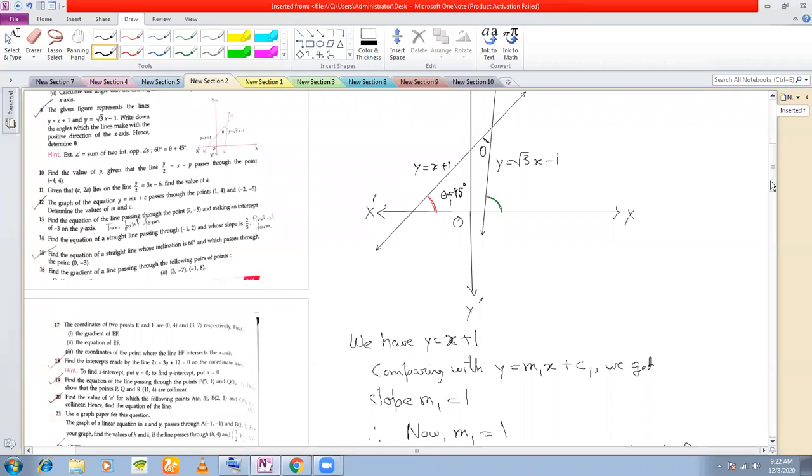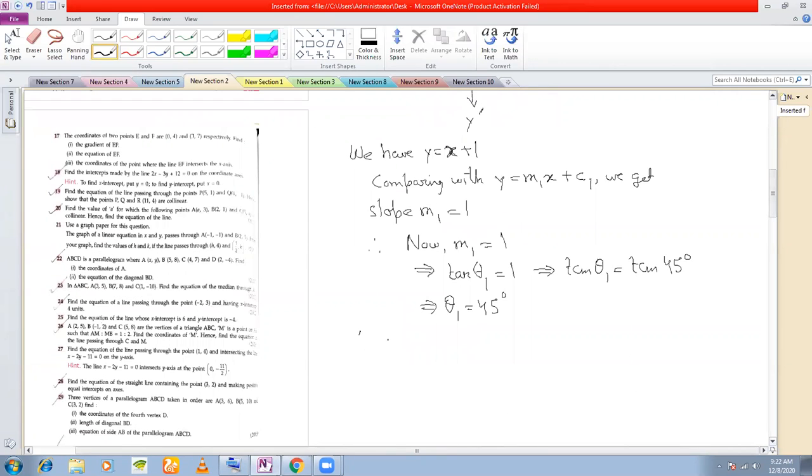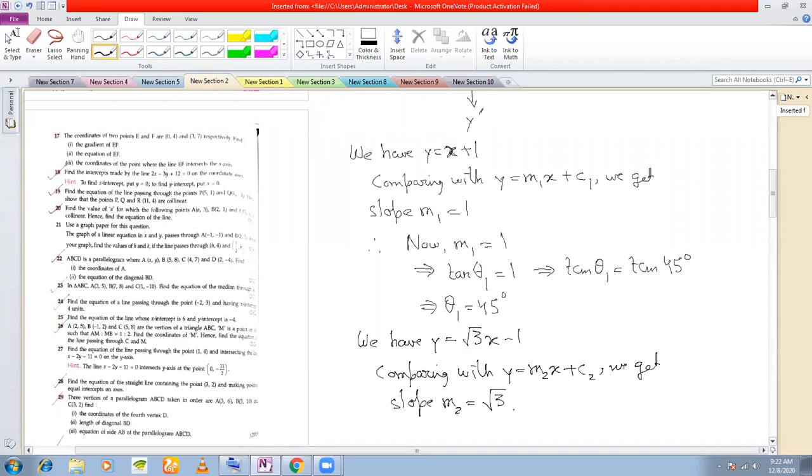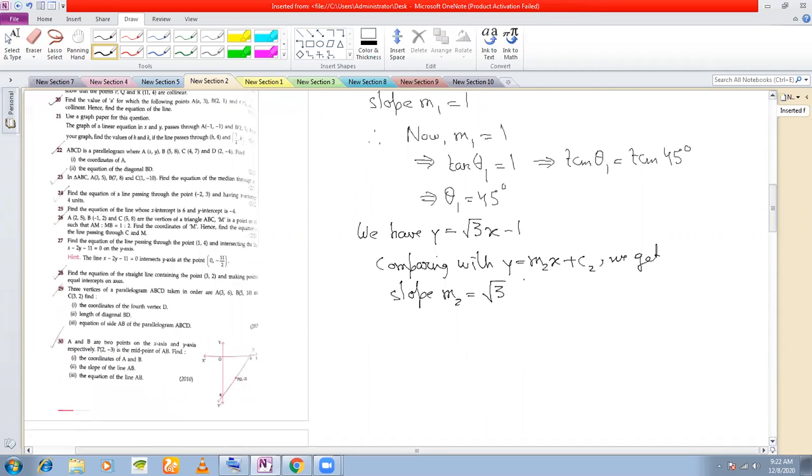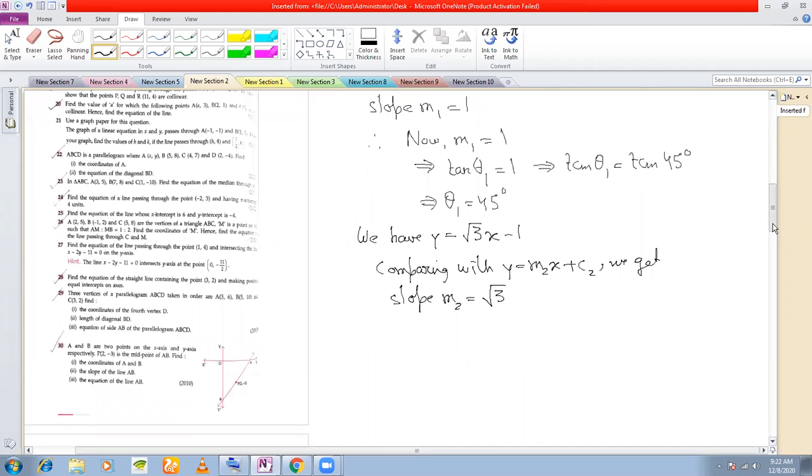Let us find out the green angle. So very similarly, we have y is equal to root 3x minus 1, comparing with y is equal to m2x plus c2. We get slope m2 is equal to root 3. Okay, we don't need the y-intercept, so we do not need to write the y-intercept. So this is your slope m2 is root 3.